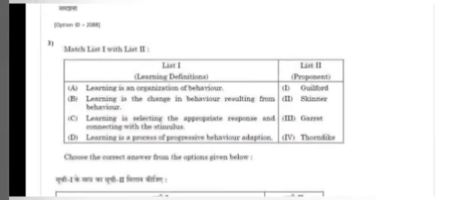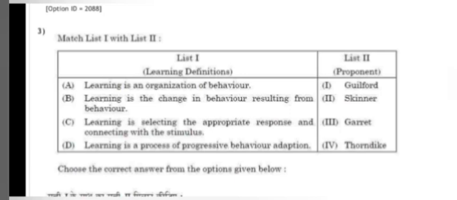Next is match list 1 with list 2. It says A B C D. List 1 learning definitions, list 2 proponent. Learning is an organization of behavior. Learning is the change in behavior resulting from behavior. Learning is selecting the appropriate response and connecting with the stimulus. Learning is a process of progressive behavior adaptation. Proponents are what? Guilford, Skinner, Garrett, Thorndike. So the correct option will be A4, B3, C2, D1.